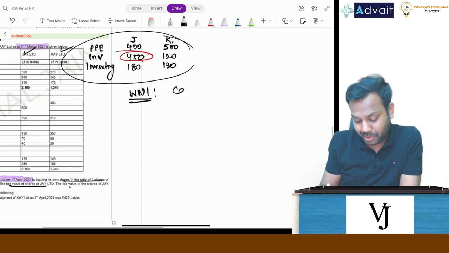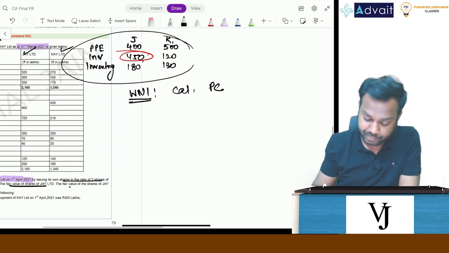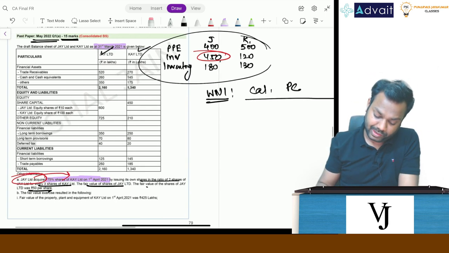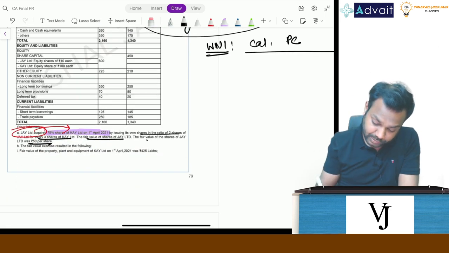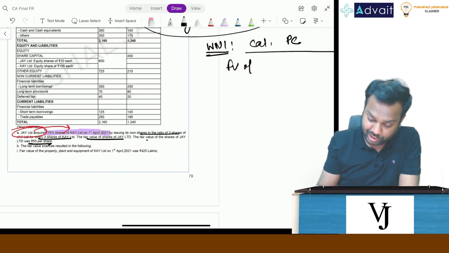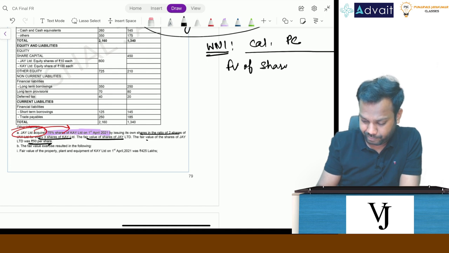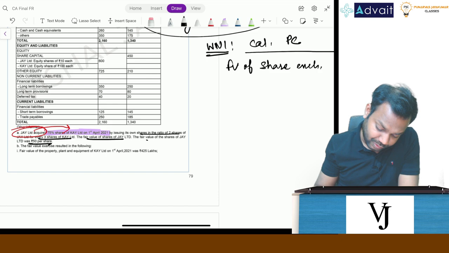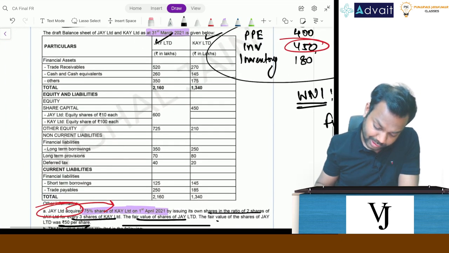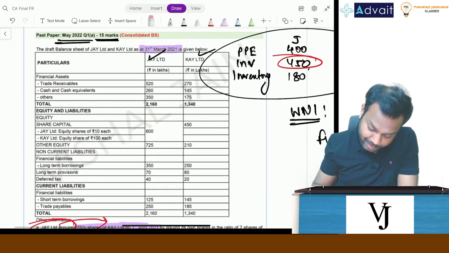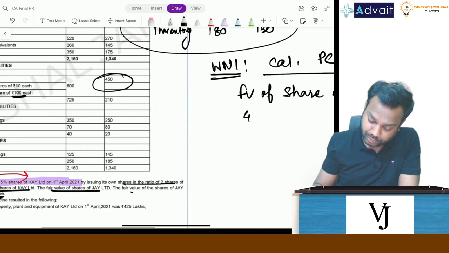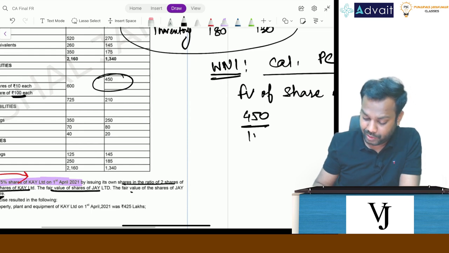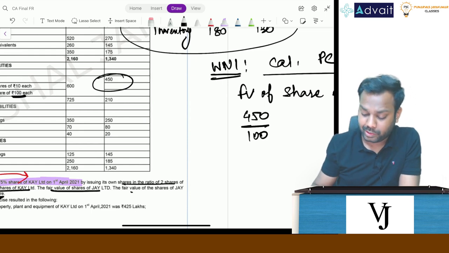First, we'll calculate purchase consideration, which is the fair value of share exchange. Now 75% shares of K Limited. So how many shares does K Limited have? See here, K Limited has share capital of 450 lakhs. Each share is worth 100. So 450 lakhs divided by the face value of 100 will give you the number of shares of K Limited.